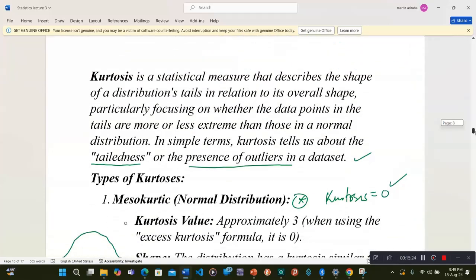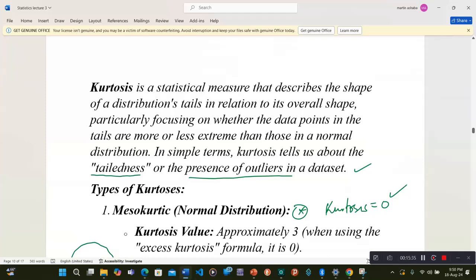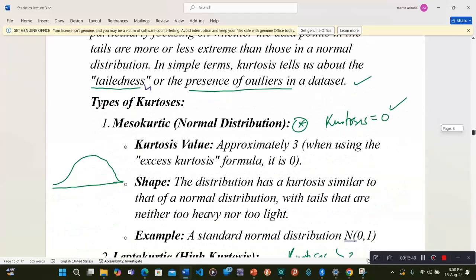Now, the next thing we have also discussed is kurtosis. Kurtosis is also a measure that describes the shape of the distribution's tails. It tells us about the tailedness and the presence of outliers in a data set. So when we talk about mesokurtic, it is a type of kurtosis where the distribution of the data reduces to normal distribution and kurtosis is equal to 0. So if we are using the excess kurtosis formula, it is 0, but it is always approximately 3.